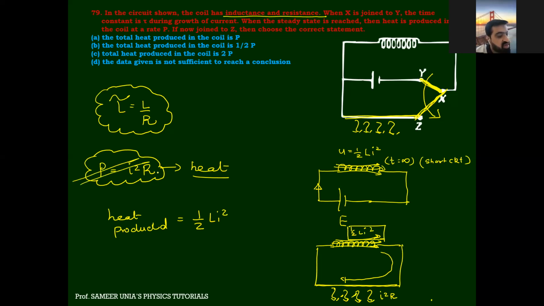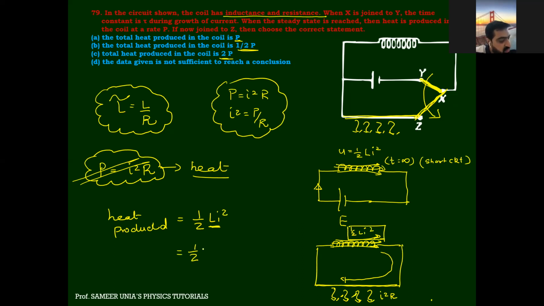So can you tell me if I need the answer in terms of P? In the answer, I have to retain P and remove this L I square. सही है क्या? अरे भाई, whole answer should be expressed in terms of P. So if I know that power is I square R, can you tell me what is I square equal to? P by R. Can I say half L P by R? ये सही है क्या?